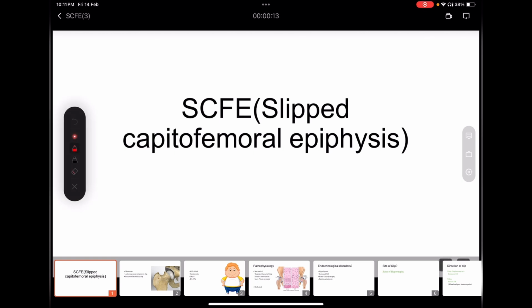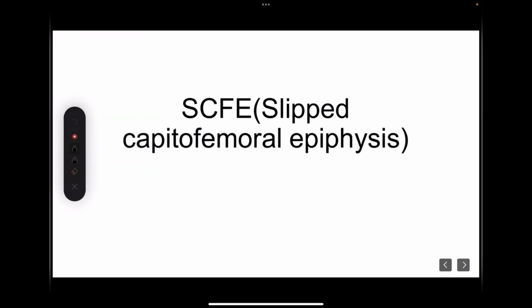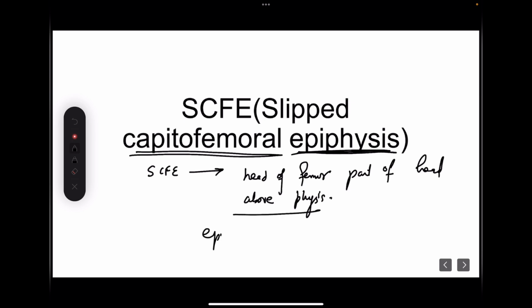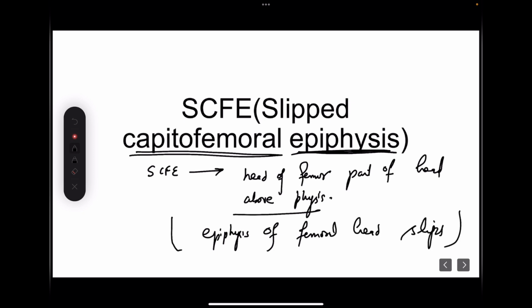Something that we should know first about this topic is the name SCFE, slip capito-femoral epiphysis. What does it mean? Capito-femoral means head of femur. And what does epiphysis mean? A part of the head above the physis. So in this condition, the epiphysis of the femoral head slips. Is it really so? No, this is a misnomer.